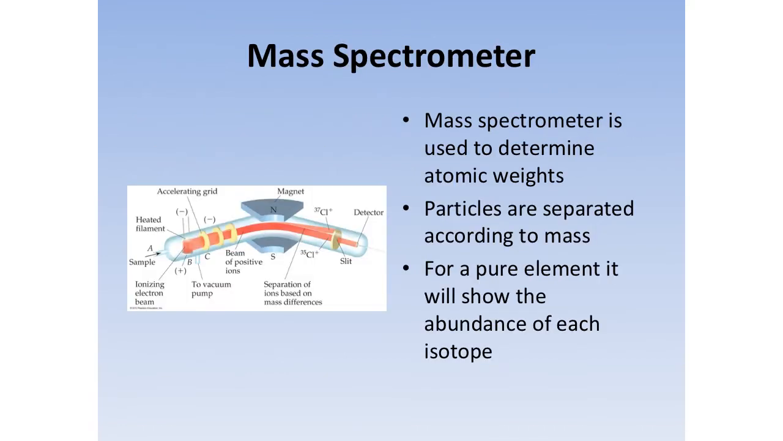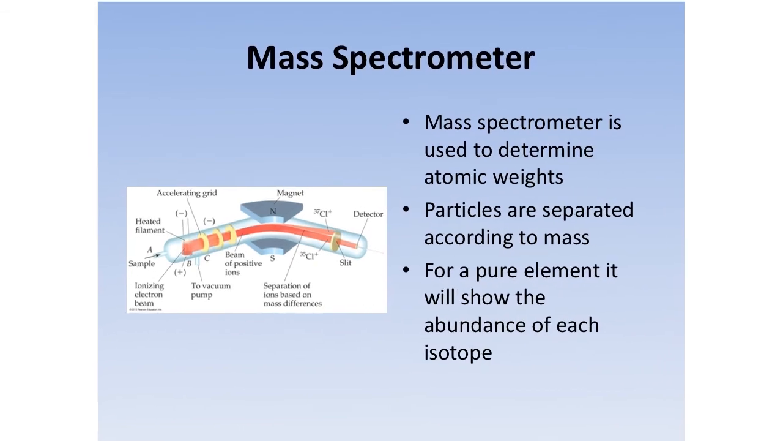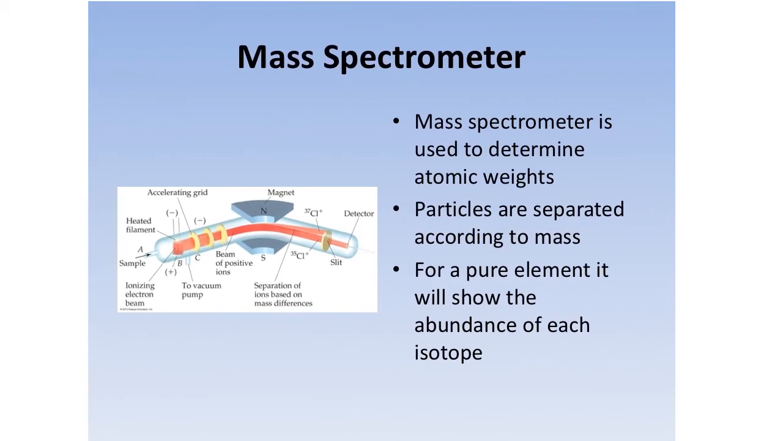In Regents Chemistry, we did not talk about a mass spectrometer. A mass spectrometer is an instrument, a very expensive instrument that is used to determine the atomic mass of an element. The particles are separated in there according to their mass. So if we have a pure element, it will show us how many different isotopes are present and also the approximate abundance of each isotope, and then you could figure out the average atomic mass of that element.